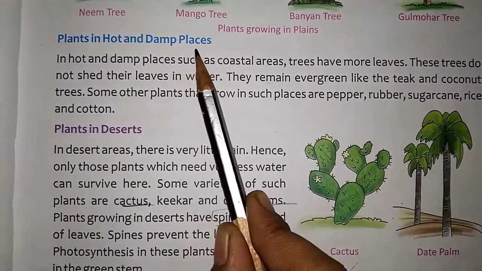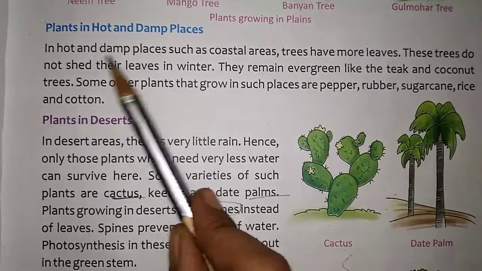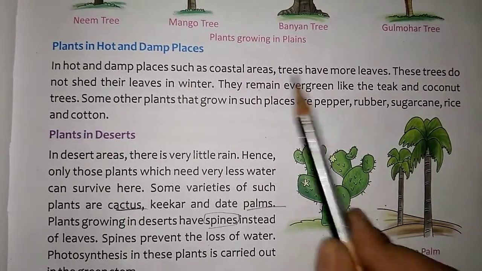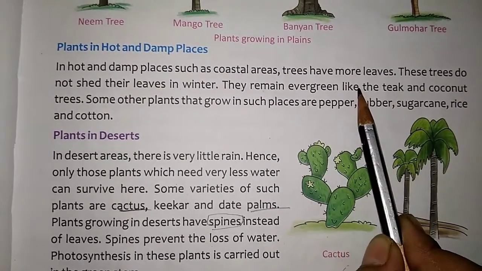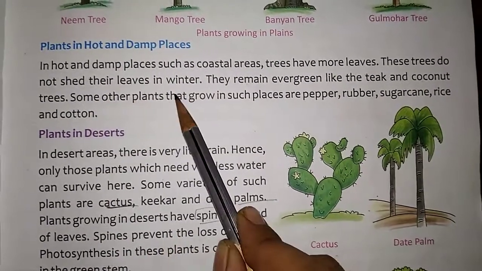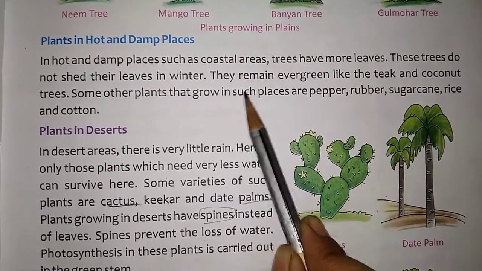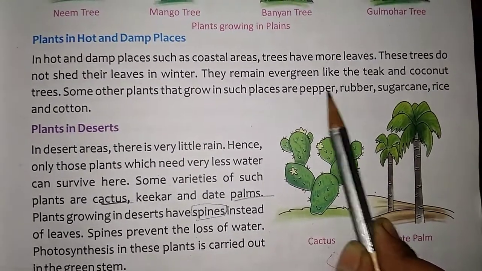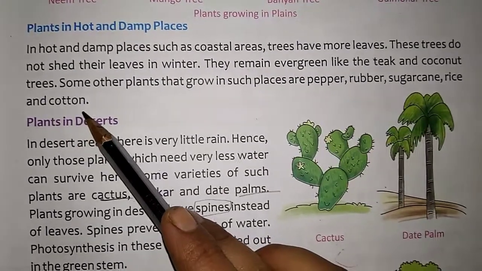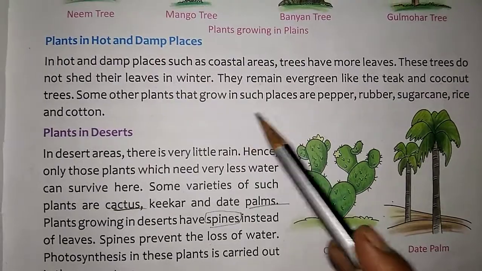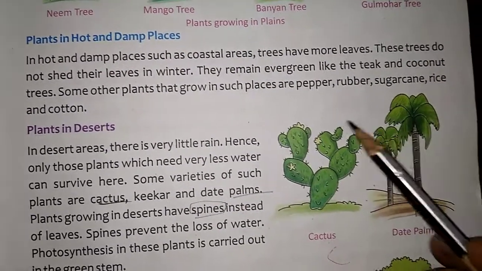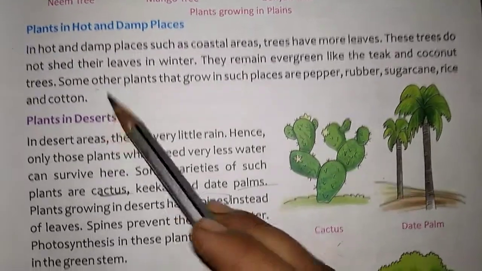Plants in hot and damp places. In hot and damp places, such as the coastal area, trees have more leaves. These trees do not shed their leaves in winter. They remain evergreen like the teak and coconut trees. Some other plants that grow in such places are rubber, sugarcane, rice and cotton.